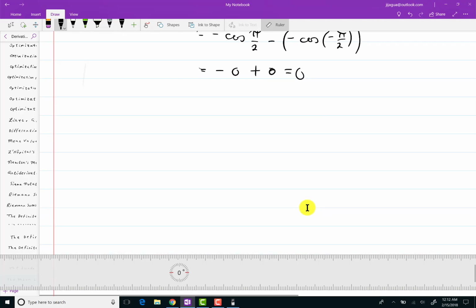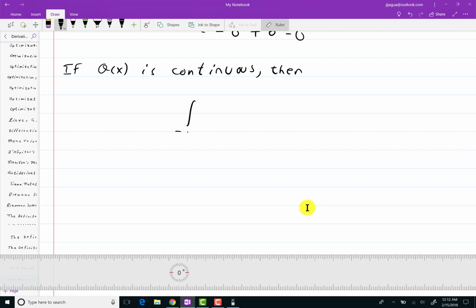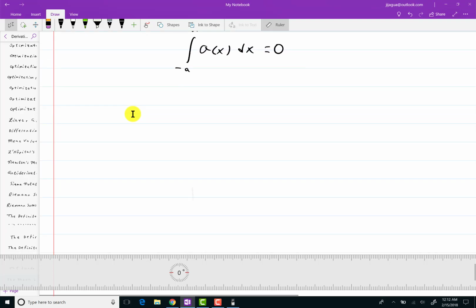So in general, if O of x is continuous, then the integral from negative a to a of O of x dx equals 0. That's because stuff to the left of the y-axis cancels with the stuff on the right of the y-axis. One last example.